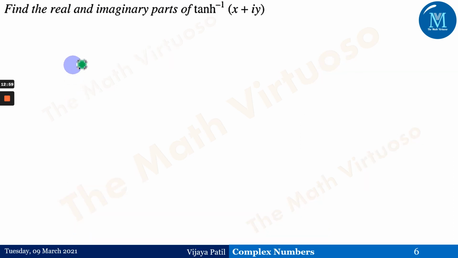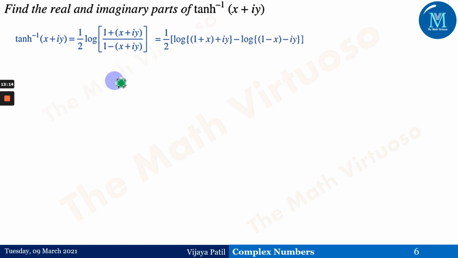Okay. Then find the real and imaginary parts of tan hyperbolic inverse of x plus iy, and that is the same thing we are going to do. That is tan hyperbolic inverse of x plus iy, which is equal to 1 by 2 times log of this. And this is just a property of tan hyperbolic inverse of x, that is 1 by 2 times log of 1 plus x upon 1 minus x. Please do follow the hyperbolic functions; until and unless you get inverse hyperbolic as well as hyperbolic functions, only then will you be able to solve the logarithm functions very well. This is the property we have seen.